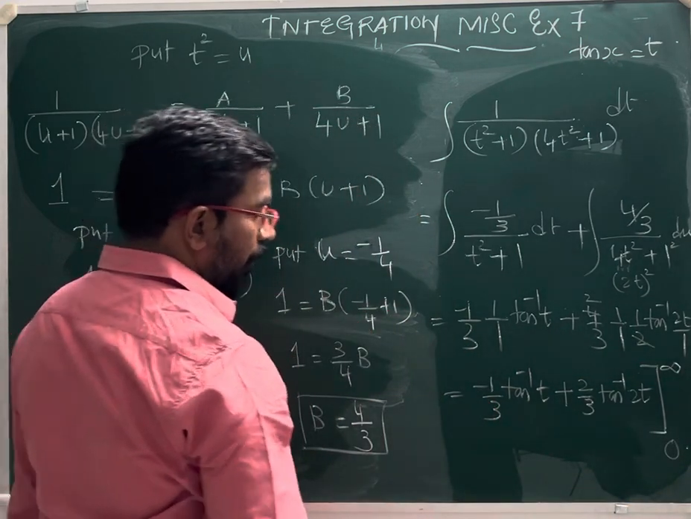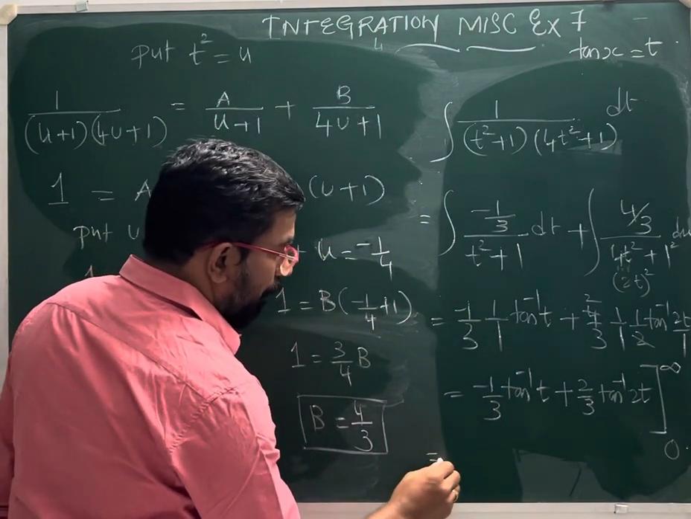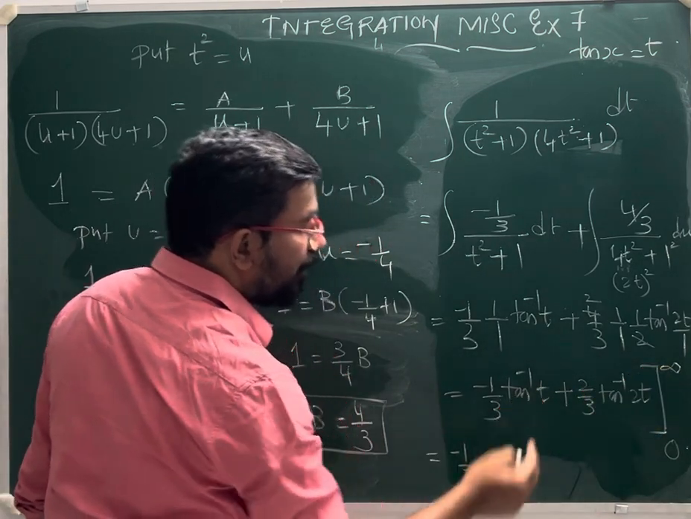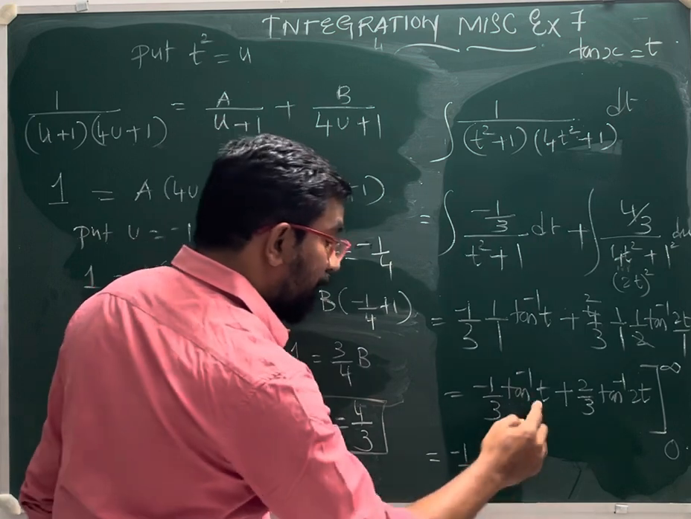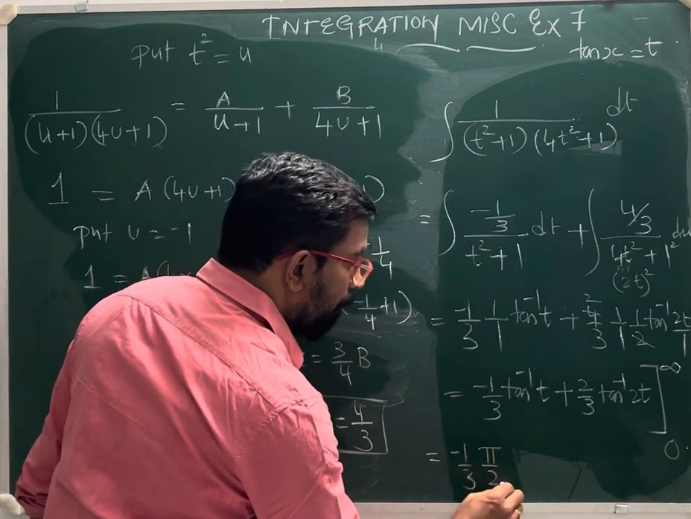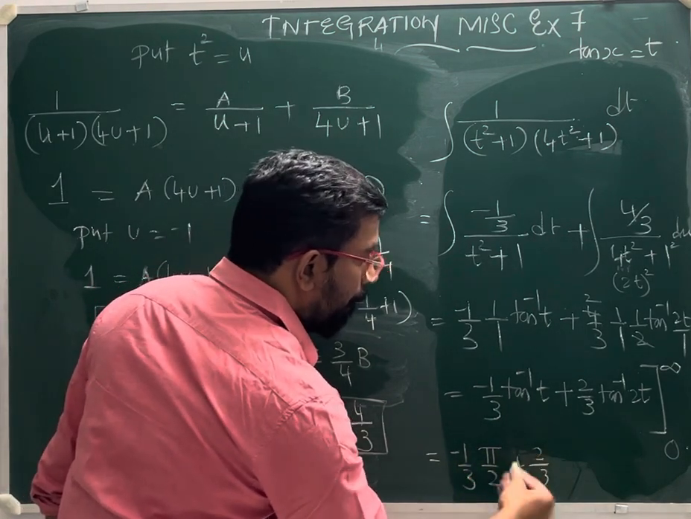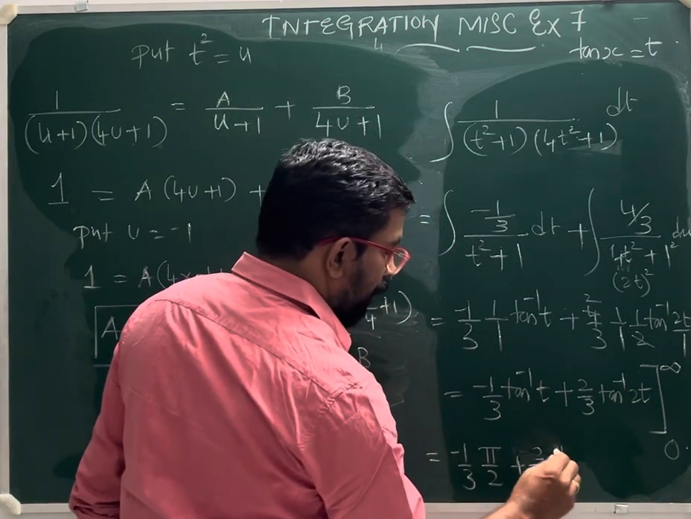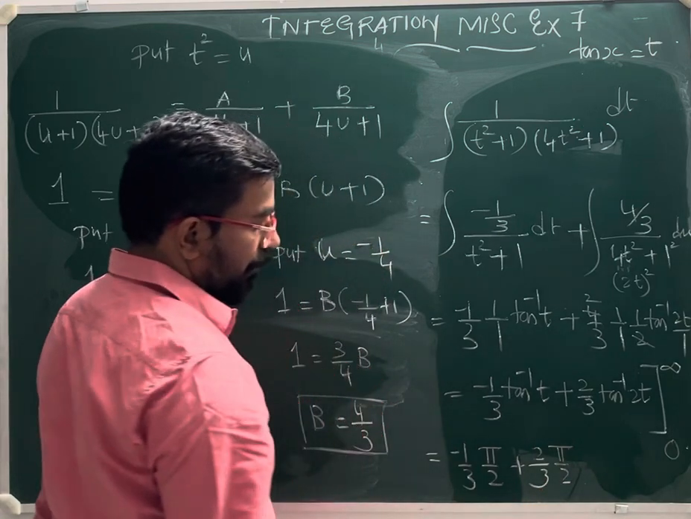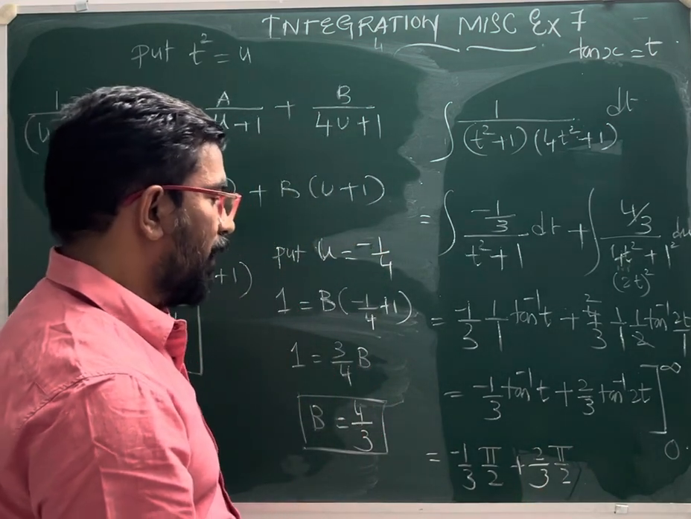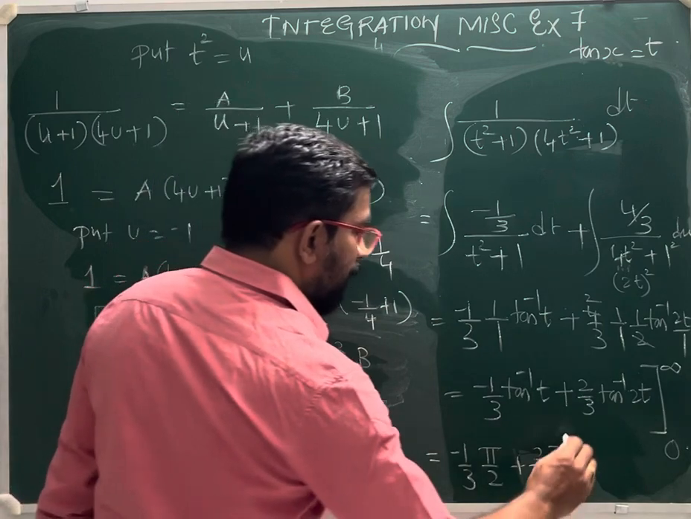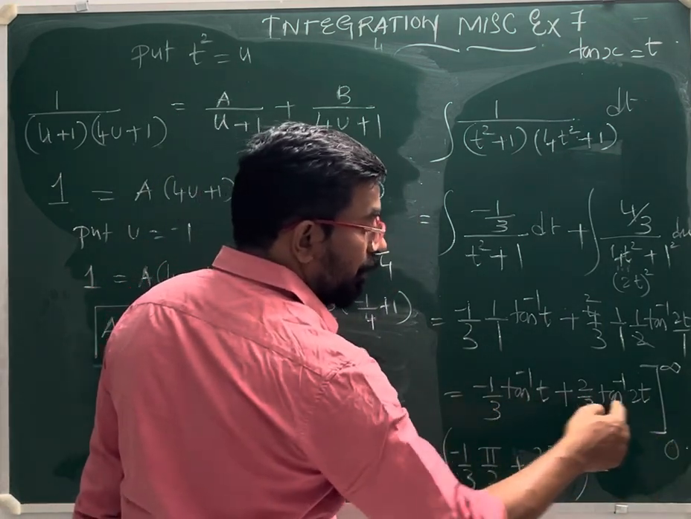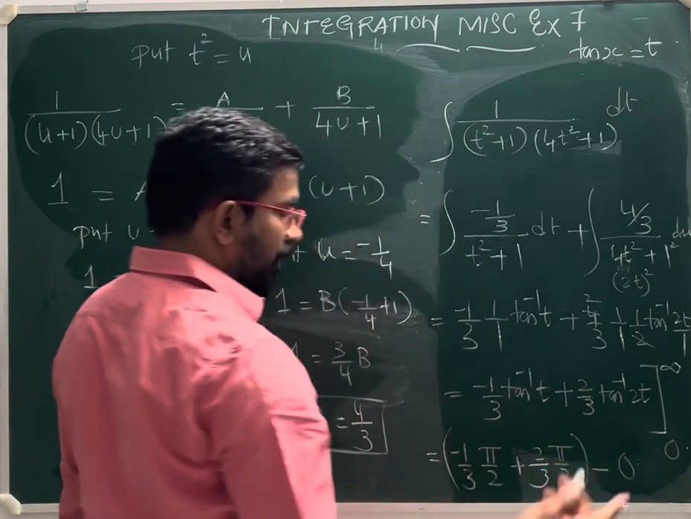Okay. Now we will apply the limit. So when you apply the limit, minus 1 by 3. When you apply infinity, tan inverse infinity. Tan inverse infinity is pi by 2 only. Plus 2 by 3. Here tan inverse 2 infinity. That also pi by 2 only. 2 times infinity or 1 time infinity, infinity is infinity, that is pi by 2. This minus, if you apply 0, tan inverse 0 is 0. Both the times it will be 0. So that place you can ignore.